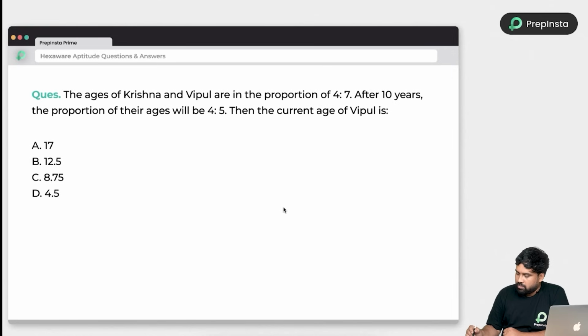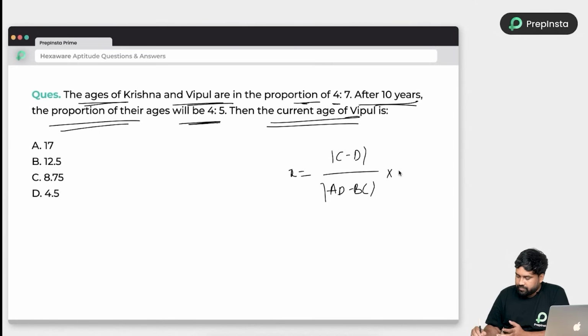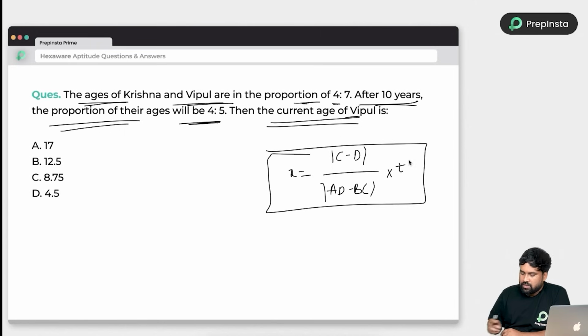And just look into the next problem. The ages of Krishna and Vipul are in the proportion 4:7. After 10 years, the proportion of their ages is 4:5. The current age of Vipul is? Simply, I am giving you one formula, I am not explaining. Note it down: x is equal to modulus of (c minus d) divided by (ad minus bc) into the time gap. Simple. We will use only one formula for problems on ages mostly, and we are not explaining here.